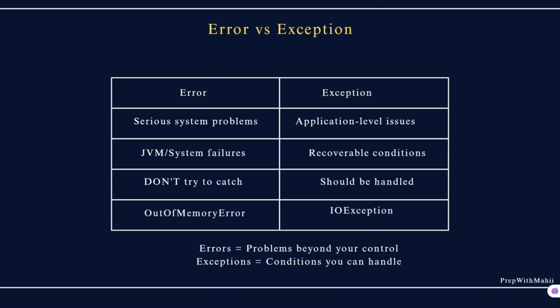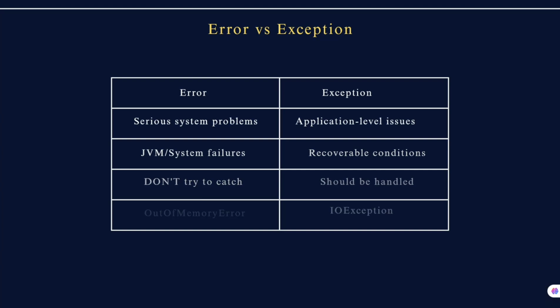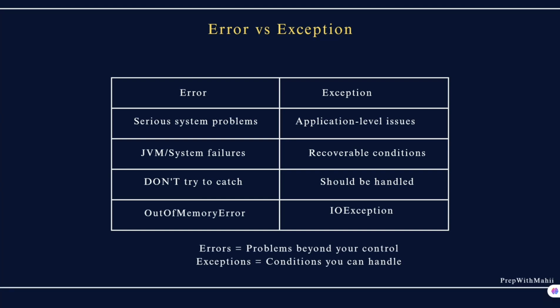What is exception? Exception is an application level problem. Can and should be handled. Part of normal program flow. Examples are IO exception and SQL exceptions, and here is the code comparison that you can see.